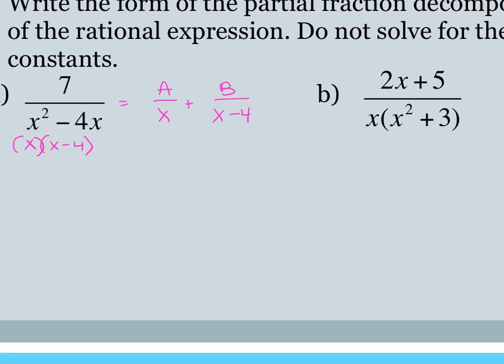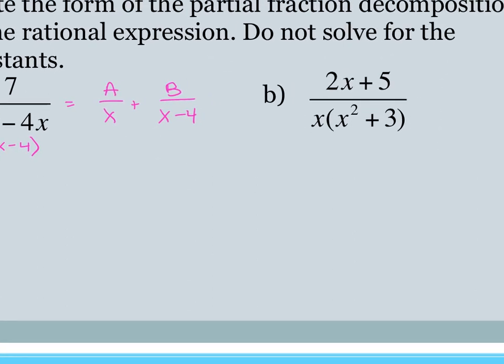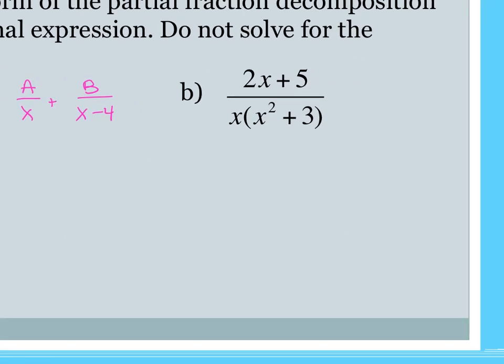Now I go to B. Can I factor the denominator in B? No. It's already split up as much as it can be, but there are still 2 factors there. So this would be A over x plus B over x squared plus 3. Good so far.